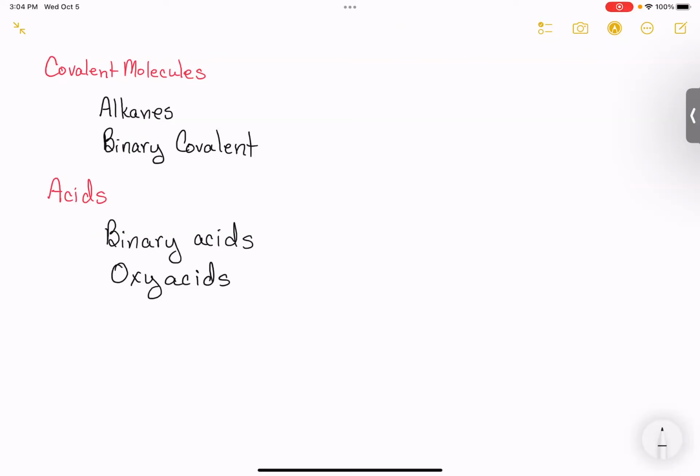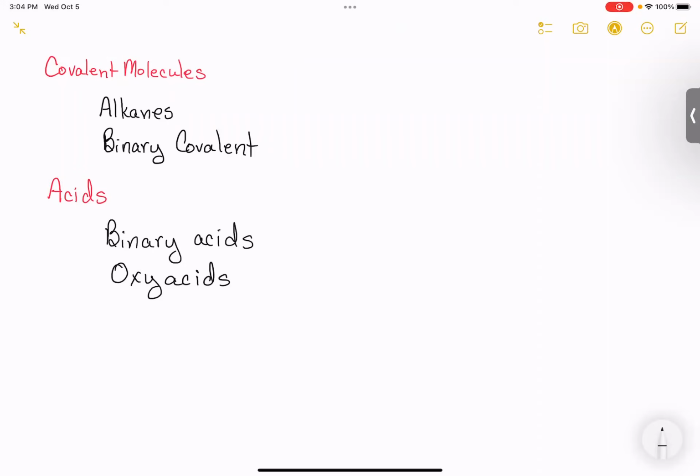And we also talked about how to name those. For the most part, it's going to be hydrogen followed by the second element with the ending -ide. The only exception to that is water, H2O, which should always be called water.